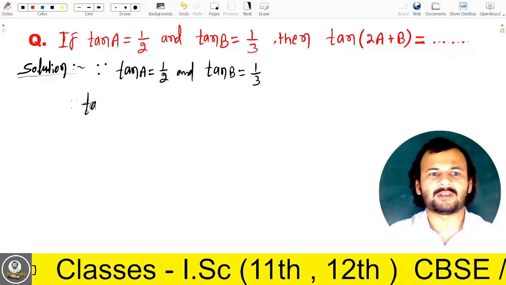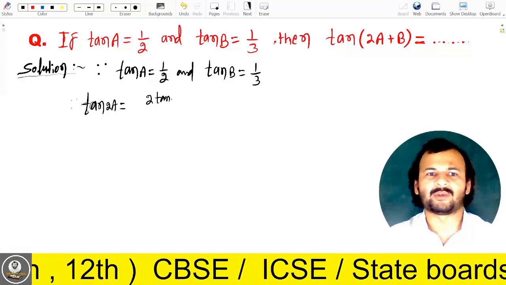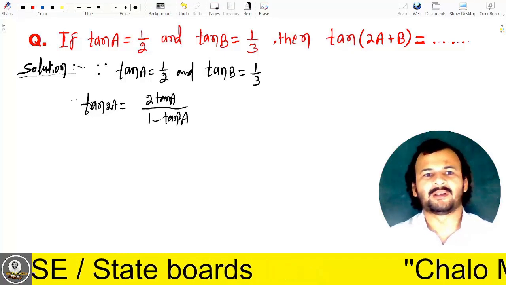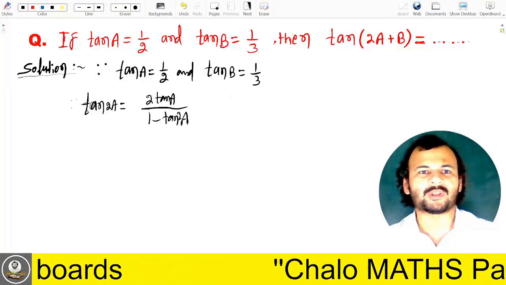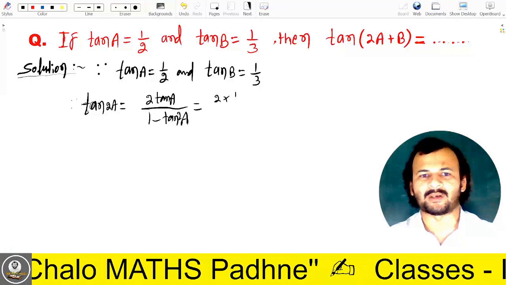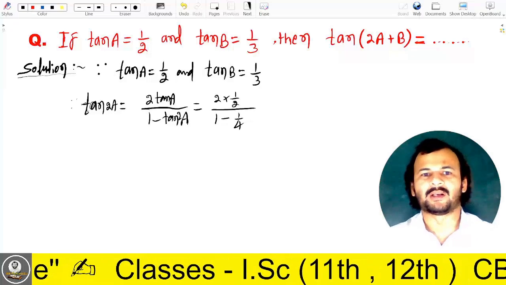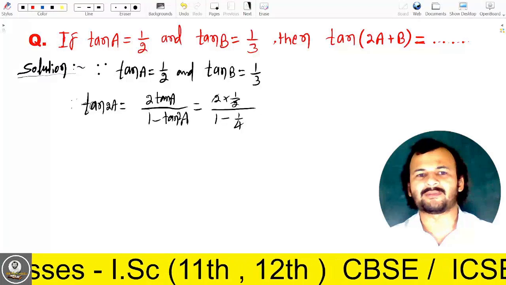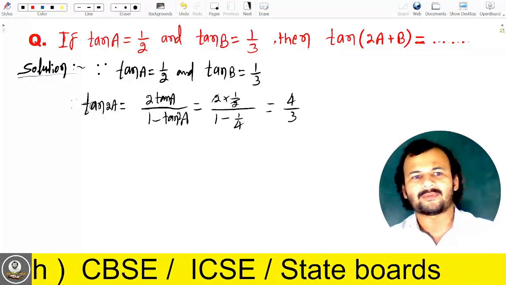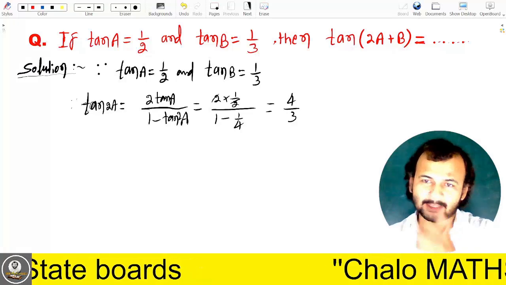What is tan 2A? Tan 2A equals, we know that, 2 tan A by 1 minus tan square A. Now we put the value of tan A in this equation, and we get 2 times 1/2 divided by 1 minus 1/4, and here 2 will be cancelled, and thus we get 4/3. This is the value of tan 2A.